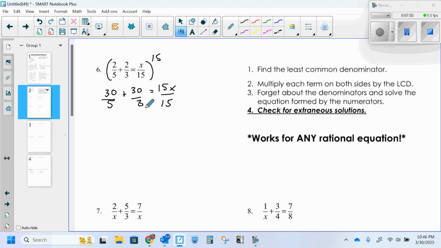Sorry, actually, you know what? I apologize. This is not really how I wanted to show you this on this first example. That's fine. I'll finish it, but I'm going to show it a different way. 30 over 5 is 6, what do we got? 30 over 3 is 10. What did I just do? Oh, that's not 15x.